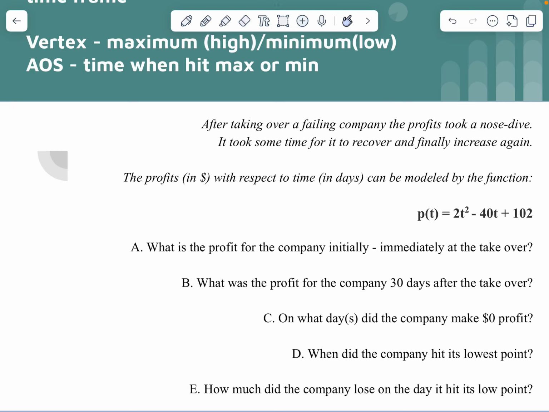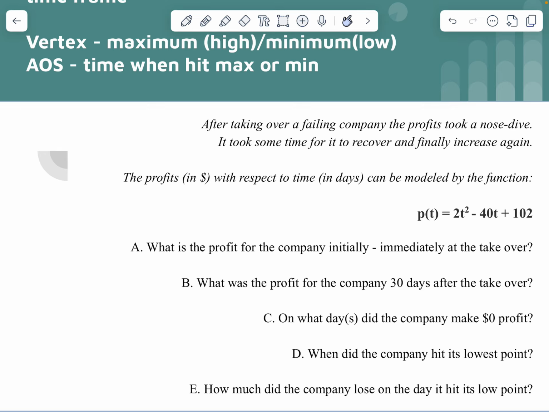Righty. After taking over a failing company, the profit took a nosedive. It took some time for it to recover and finally increase again. The profit in dollars with respect to time, t in days, can be modeled by the function p of t is equal to 2t squared minus 40t plus 102.